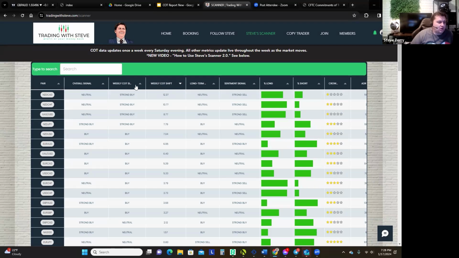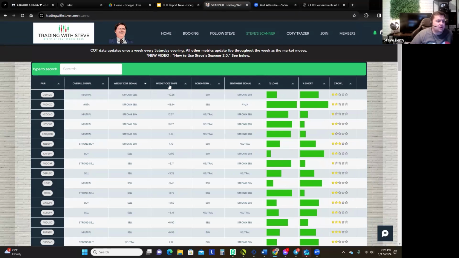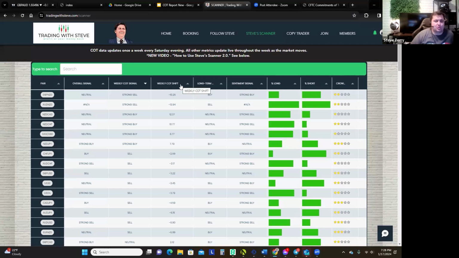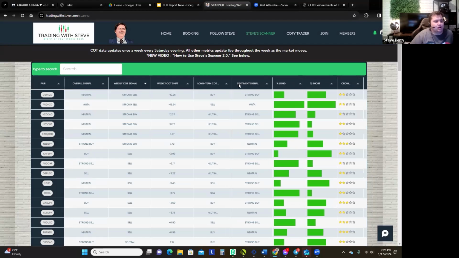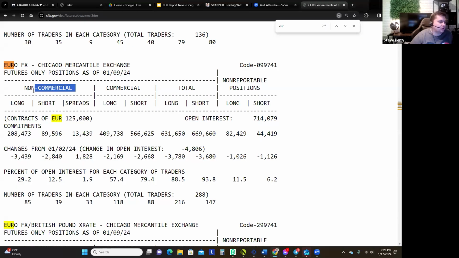Just so you know, these two columns right here are all about what we just talked about, the commercial shift. This column, the weekly COT signal, that's all shift. Where it says weekly COT shift, it's exactly the same thing. It's just represented as a percentage instead of a signal. That's what that number means, right? Okay, the next one is this long-term COT signal. The long-term COT signal has everything to do with the non-commercial.